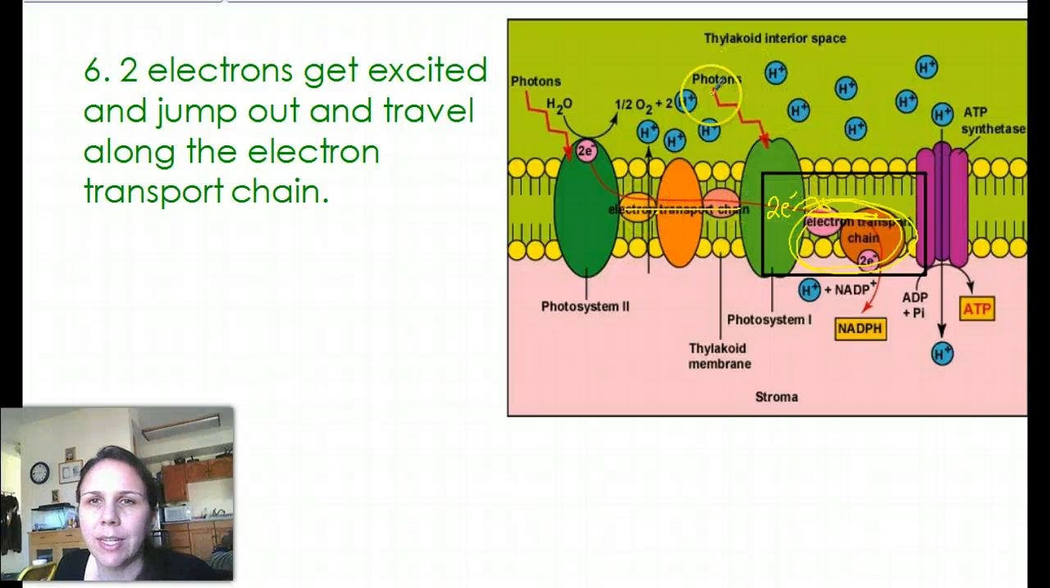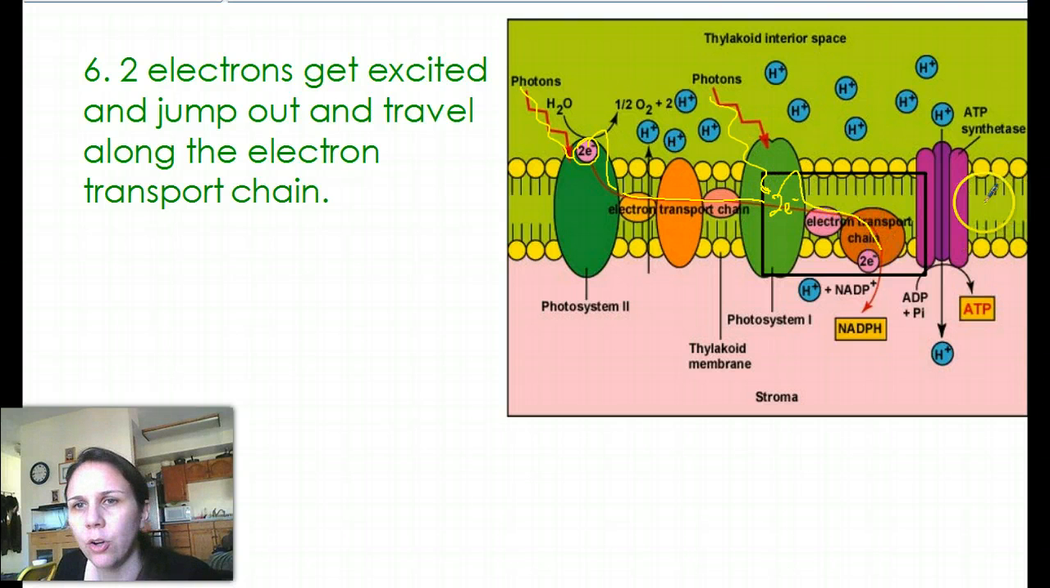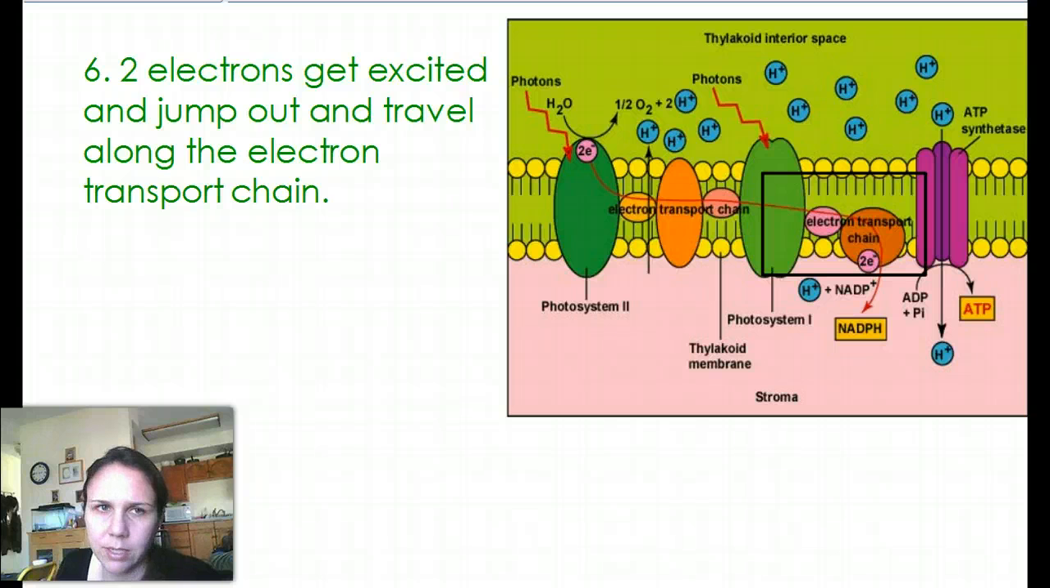So those 2 electrons get zapped by sunlight again. They get so excited they take off, go for a ride on the electron transport chain again. So they started here. The photons excited them. They jumped off. They went for a ride. And now they're here. Oh, yay. Oh, no. Here comes more sunlight. Whee! They jump out and go for another ride. All right. Next.